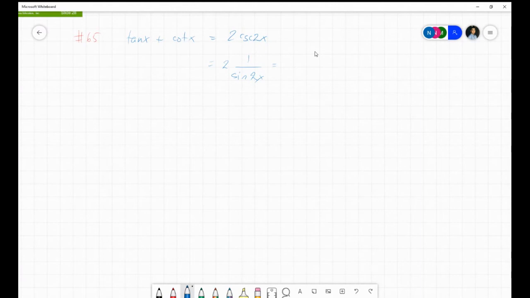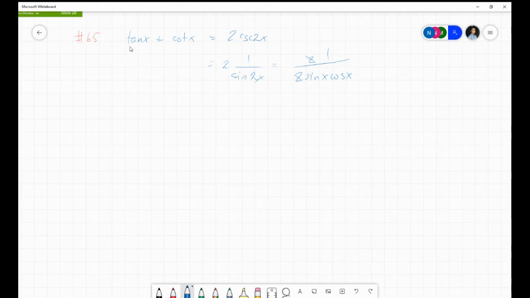So what is the double angle for sine 2x? Sine x cosine x. Uh-huh, that's good. Okay. So let's pause here, right? So the two can cancel. So you have 1 over sine x cosine x. Okay. So let's pause right there.